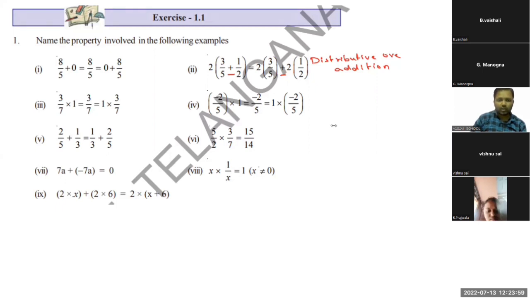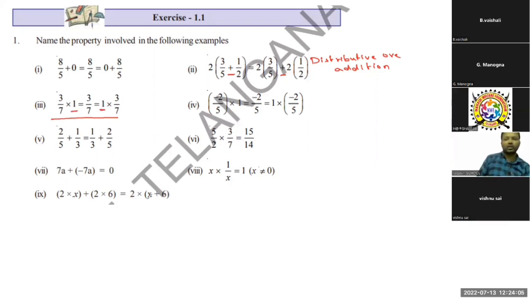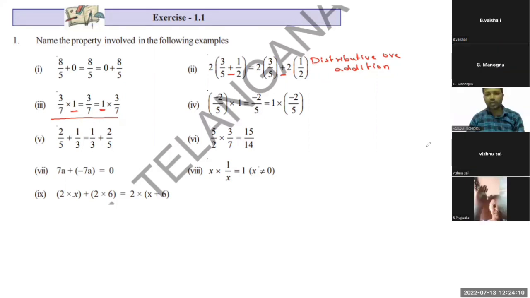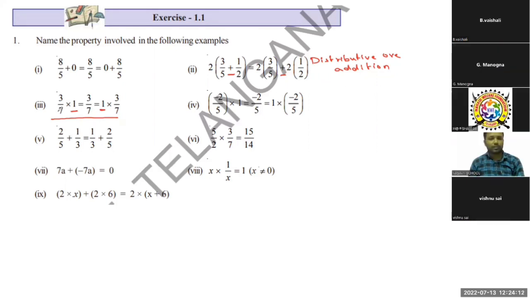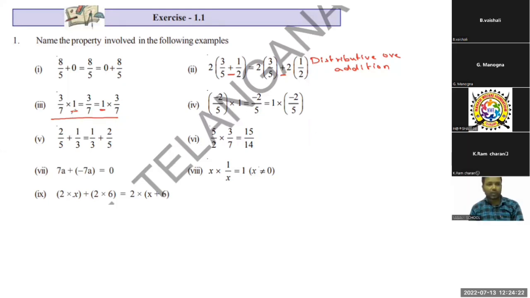Anyone? Can anyone say the third one? What is the property involved here? We are multiplying with 1 here. Clearly, you can see there. If you are trying to multiply with 1, what can we say? It is nothing but what? Harsha, unmute it. Sir, multiplicative inverse. No, it is not inverse, it is identity. While multiplying with 1, we are getting the same result, right?